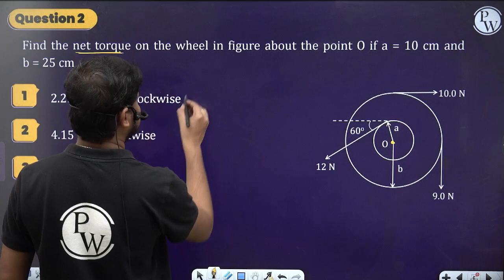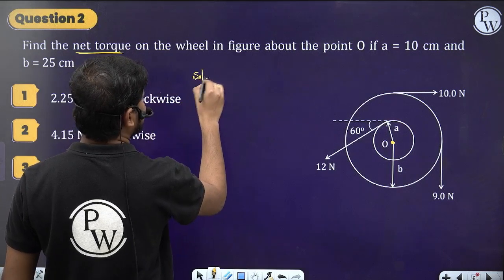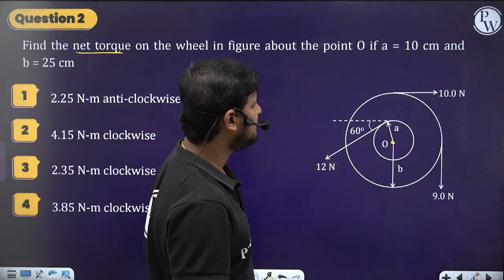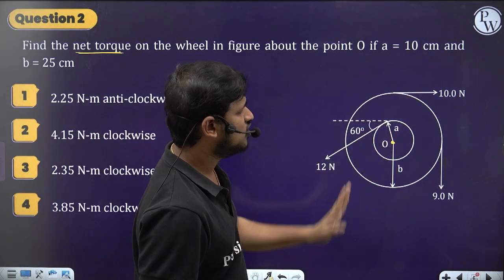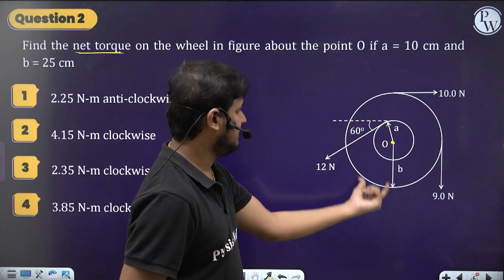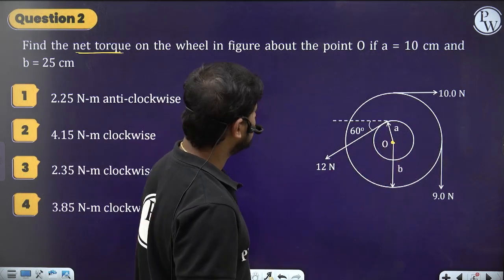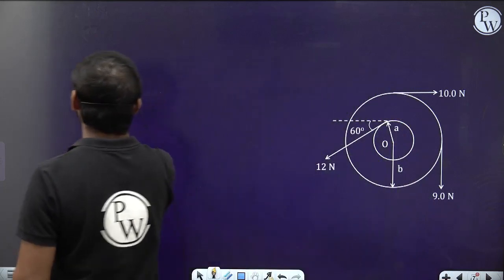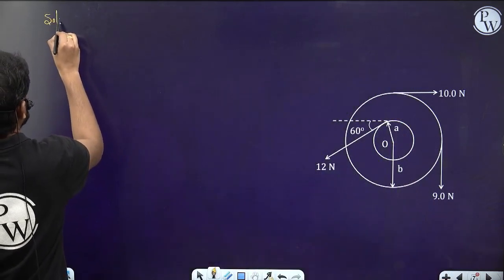So again, an easy question. How many forces are there? First, 1 force, 2, 3. Is any force passing through the center? No force is passing through the center here. So the torque will be there due to all these 3 forces. So the net torque I can write here.